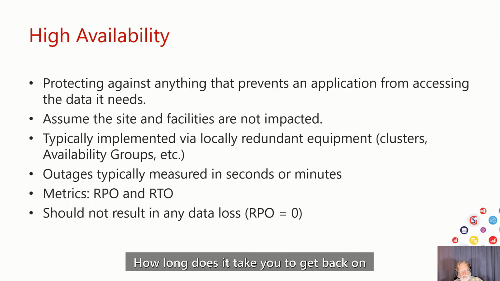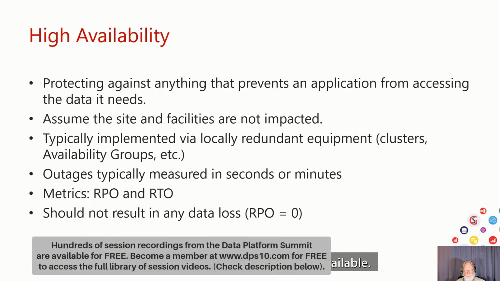RTO, recovery time objective, how long does it take you to get back on the air? So even if you don't lose data, if you're down for 10 minutes without losing data, that's good, but you're still down for 10 minutes, so you've just lost most of your HA. So RPO and RTO are the metrics we use to measure how well we're doing in high availability, both in terms of not losing data and in terms of continuously being online and available.